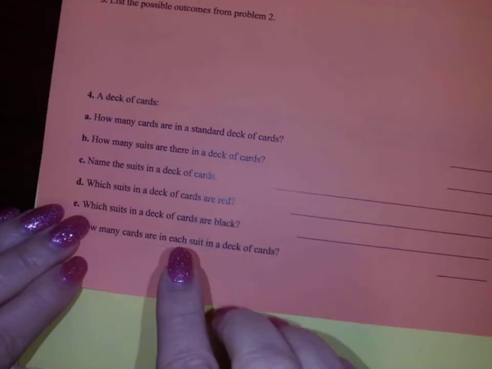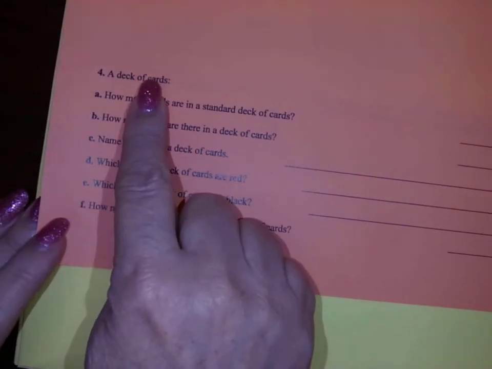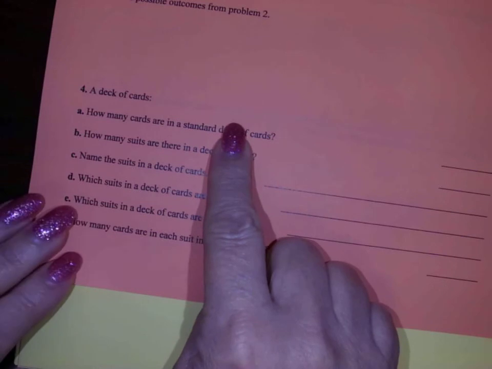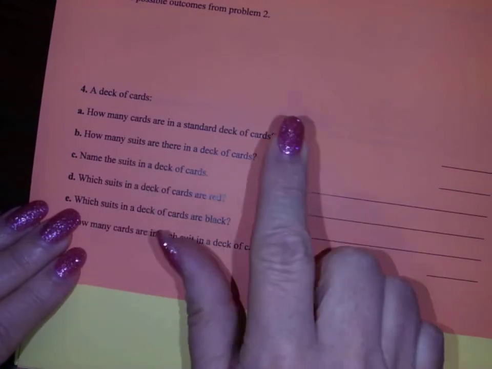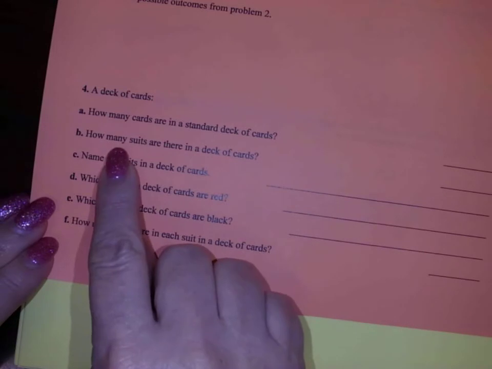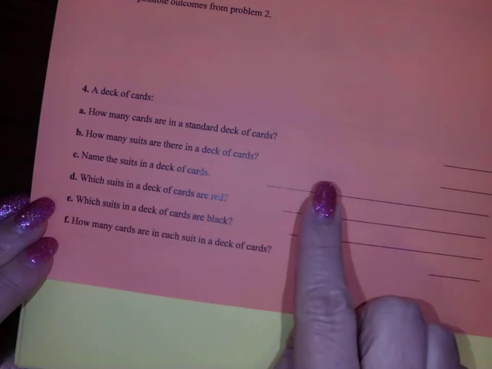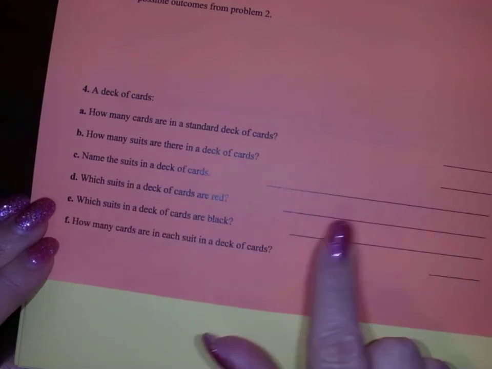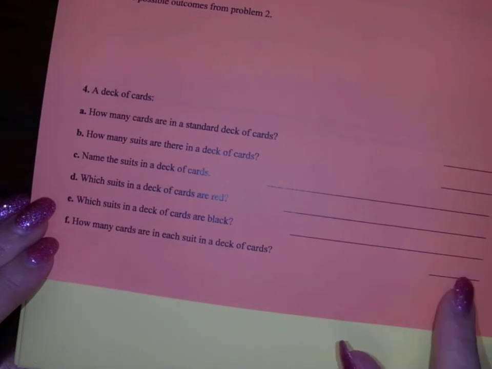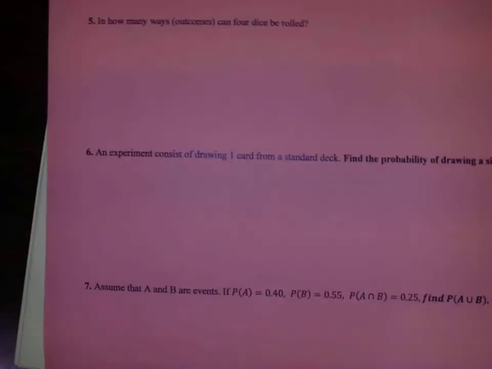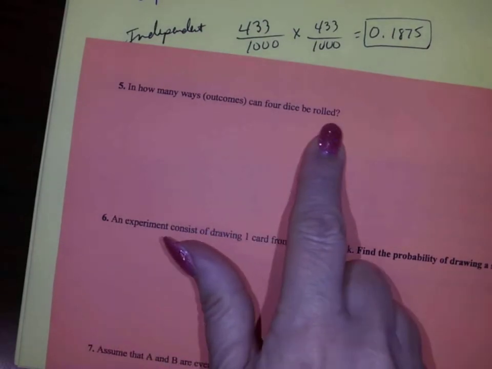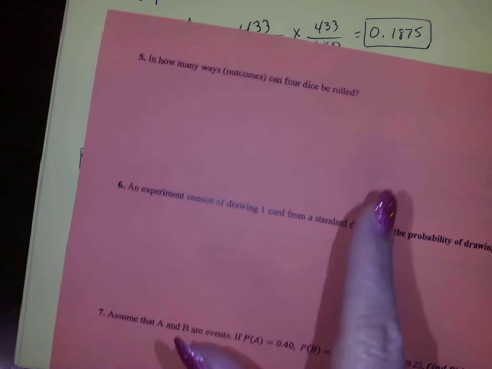That's what the outcomes are. Then you're going to answer some questions about a deck of cards. I did this so that we can make sure you understand. So how many cards are in the deck? That was in the lesson that we did, and there's also stuff in the handout. How many suits are in the deck? What are the names of the suits? Which ones are red? Which ones are black? And how many cards are in each suit in a deck of cards? And then on the back, how many ways or outcomes can 4 dice be rolled? So you got to know how to do that.